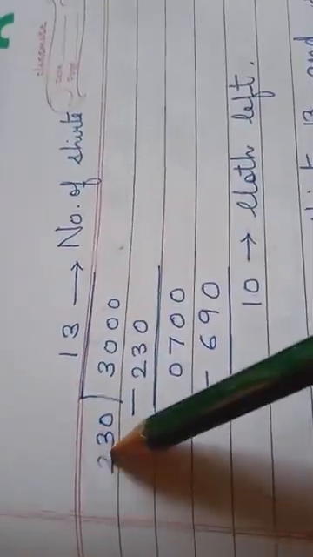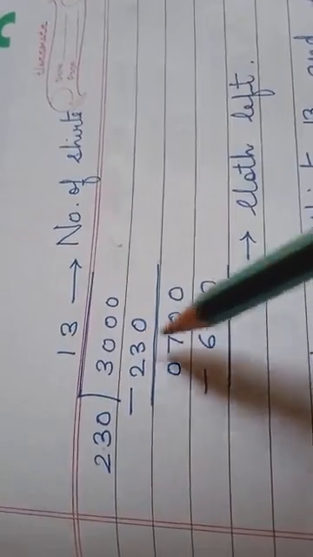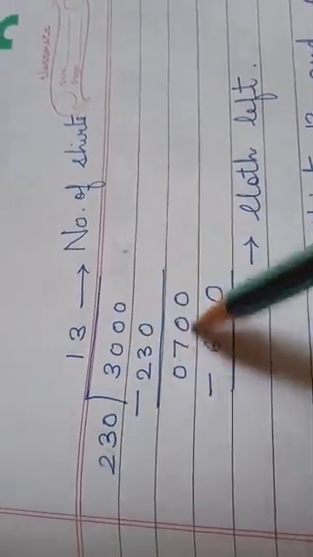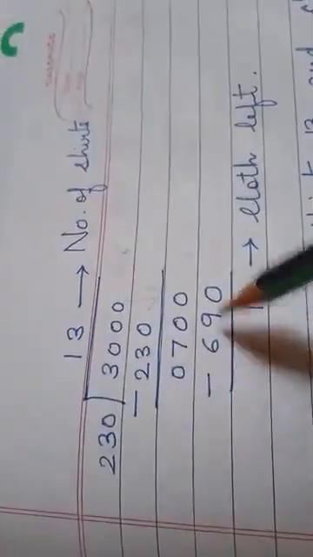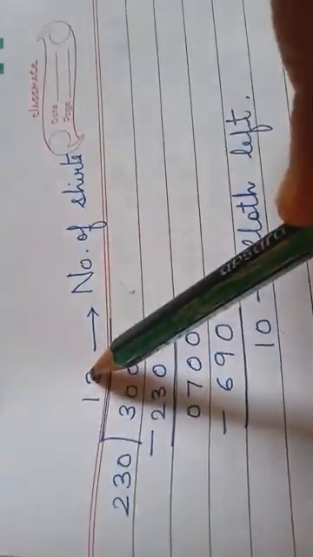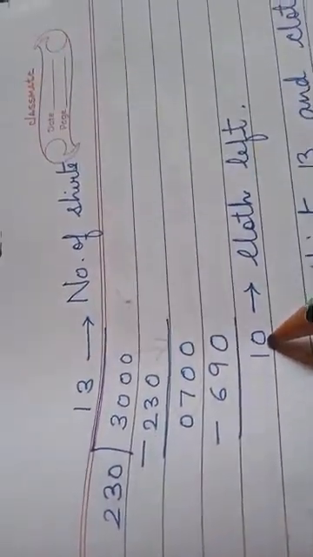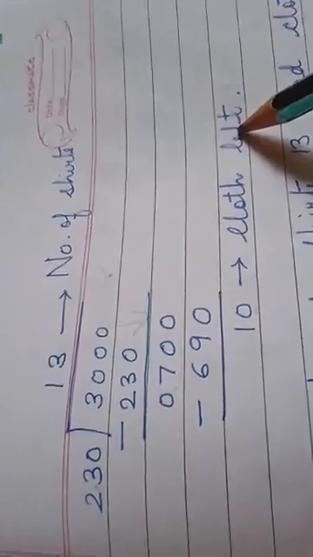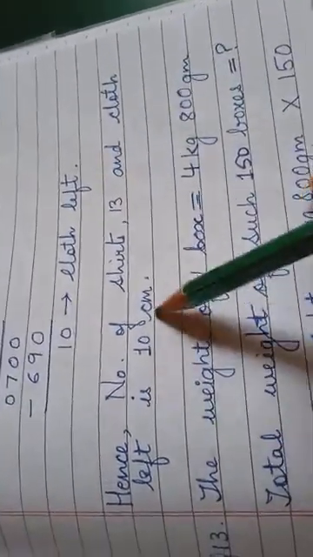So I have divided 3000 by 230. After division, you can see the division done here. 230 ones are 230. What is left is 70. This 0 came down, 700. 230 3s are 690. 10 is left. So number of shirts 13 and 10 centimeter cloth is left. Hence number of shirts 13 and cloth left is 10 centimeter.